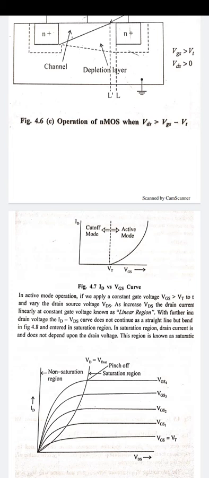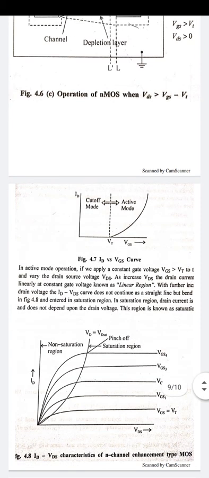On the other hand, when the gate voltage increases, VGS is greater than VT, then a channel is created between the drain and source through the gate oxide, and current flows between the drain and source through the existing channel. That is called the active mode of operation.